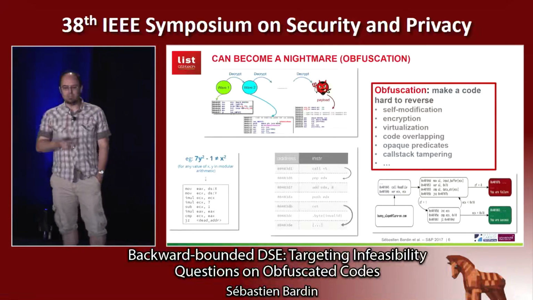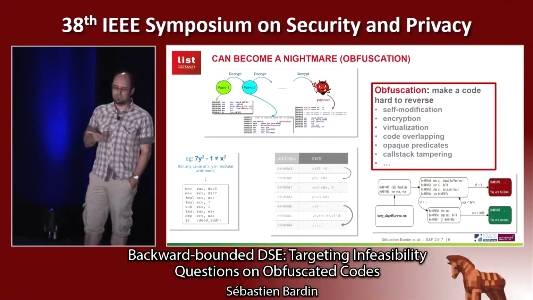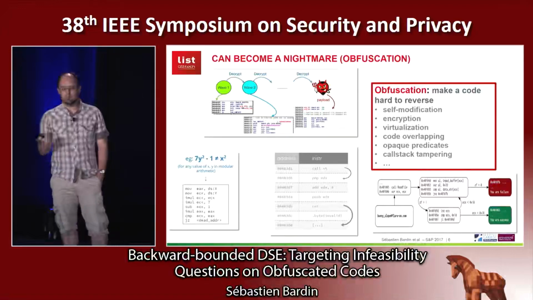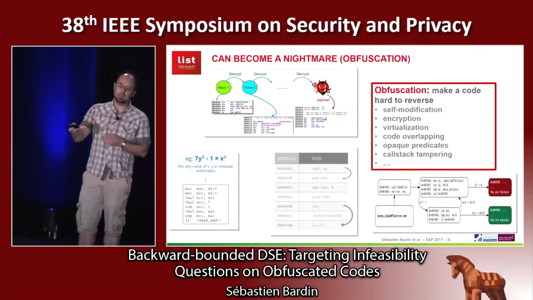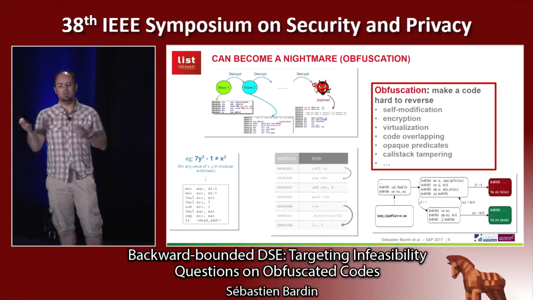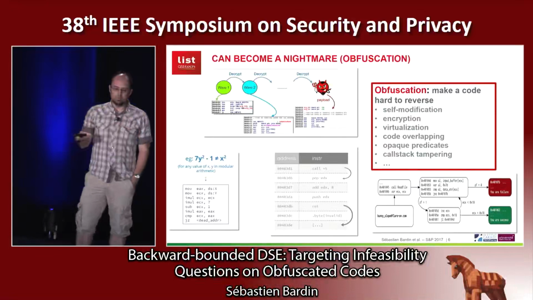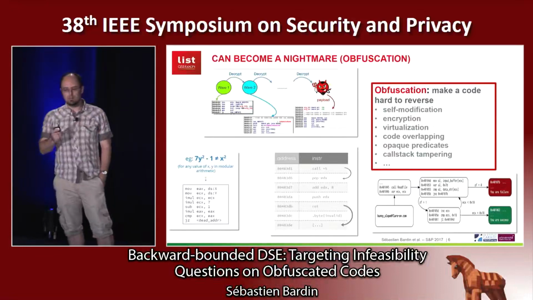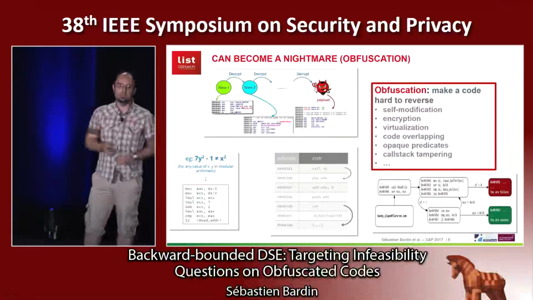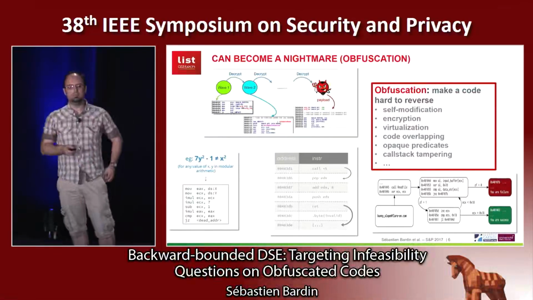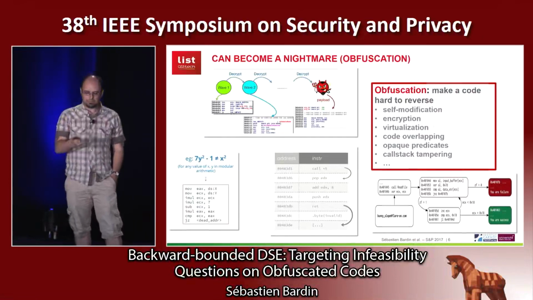Obfuscations are meant to make code hard to reverse. There are many different kinds of obfuscation. You can think of self-modification, when you have a first layer which writes a second layer, which writes a third layer, and so on, and at the end you have the real payload. You have encryption, virtualization, code overlapping, opaque predicates, and so on. Many different techniques, and you can combine them to make the code really hard to understand.